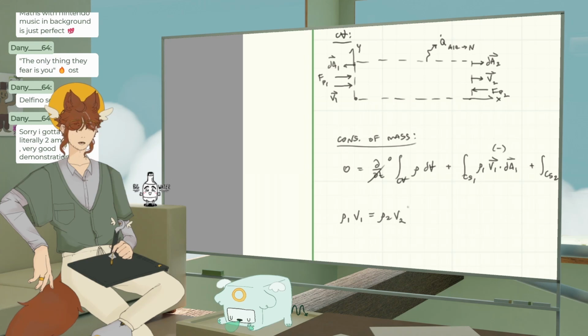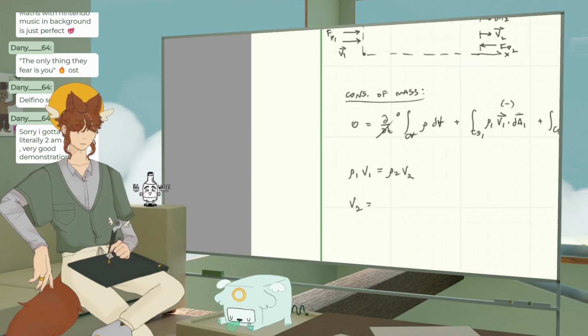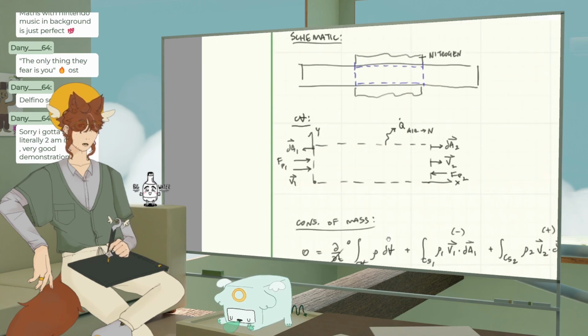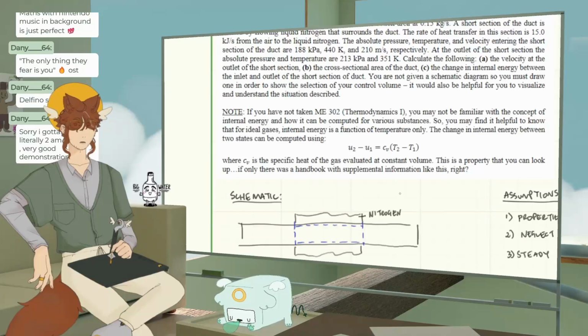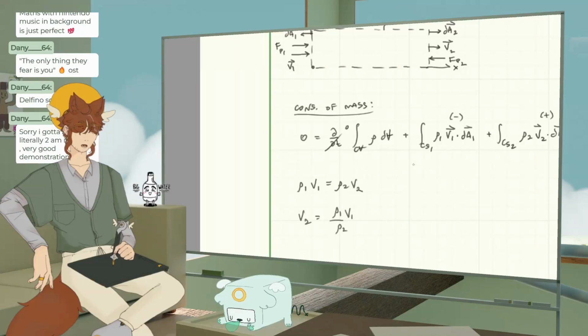Oh, and then we just say this. We say V2 equals rho 1 V1 over rho 2. Are we given a V1? Yep, we're given a V1 in meters per second. We just have to deal with these densities.